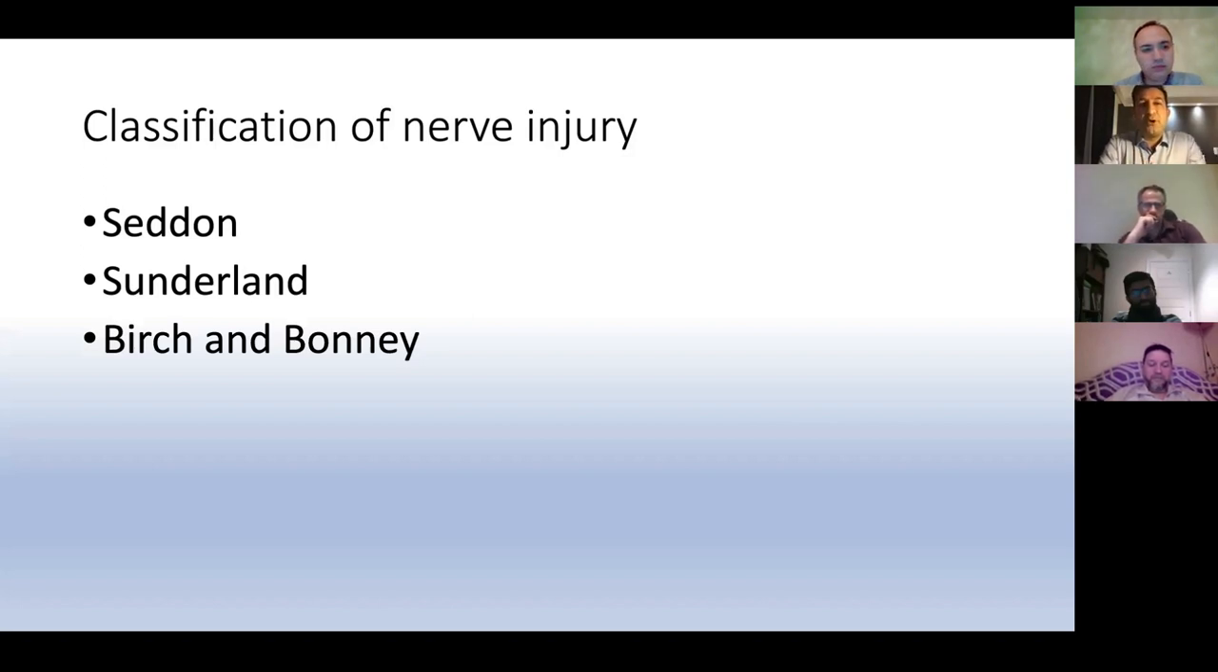And what Birch and Bonney did, and that's Rolf Birch, who worked on the peripheral nerve injuries unit at Stanmore, is they basically broke these nerve injuries up broadly into two main types: a conduction block, which is the same as a neuropraxia, and a degenerative lesion. And that's because they said, well, actually, clinically, you cannot differentiate between an axonotmesis and a neurotmesis, so they all should go under the same group of a degenerative lesion, okay? And that's probably more useful clinically.